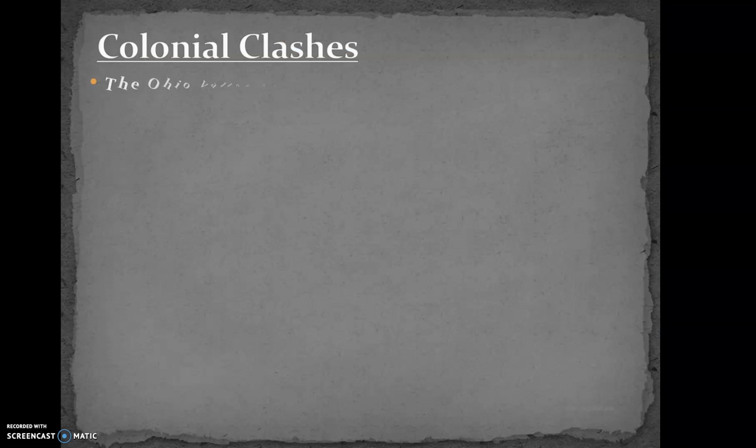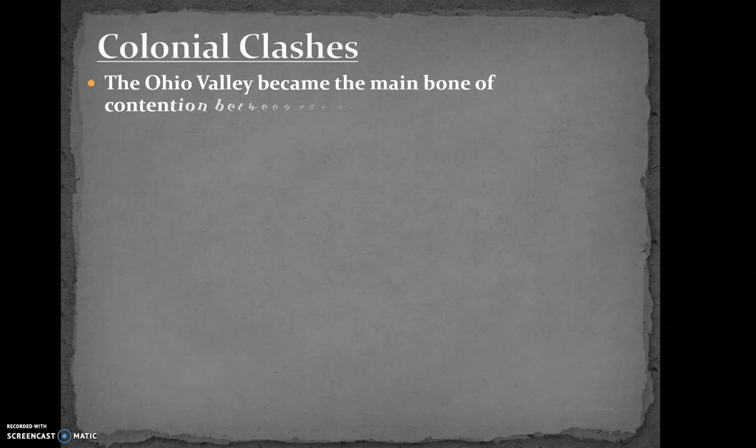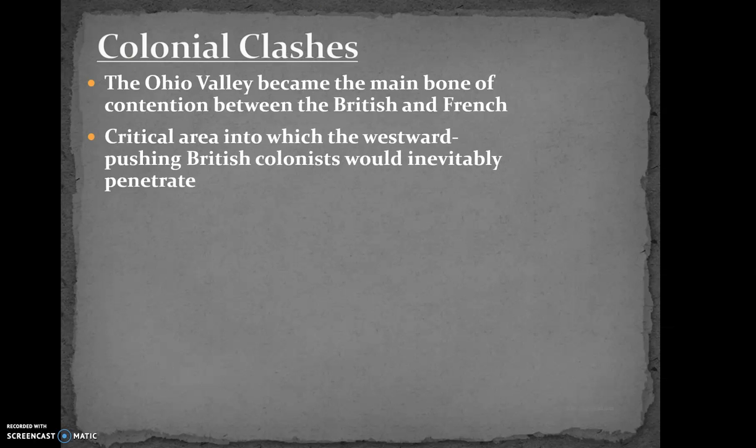Colonial clashes. Again, we're still reviewing the French and Indian War. The Ohio Valley, which we had talked about, and I had given you a map in the previous presentation, became the main bone of contention. We know that it was the Ohio River Valley in which the first conflict initiated and took place. It was a critical area which the westward-pushing British colonists would inevitably penetrate.